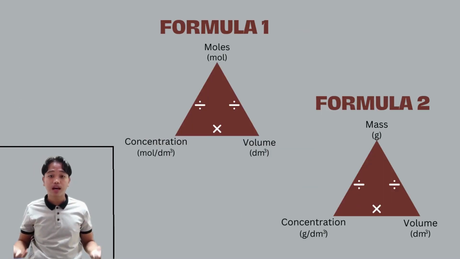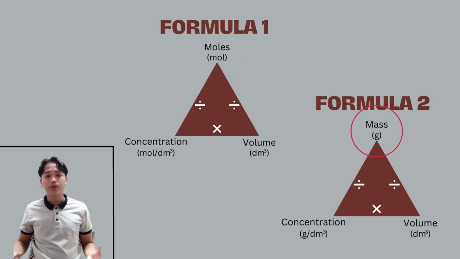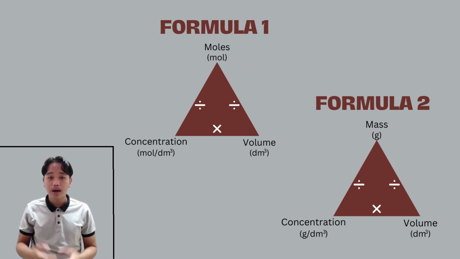In summary, there are 2 ways of calculating the concentration of a solution. One involves the moles of the solute and the other the mass of the solute. The formula triangle can be used to find any quantity by covering up the one you need to find and using a multiplication or division as shown in the triangle.